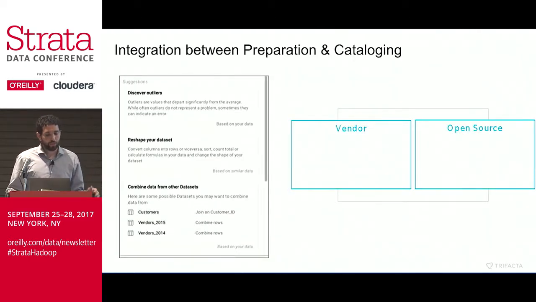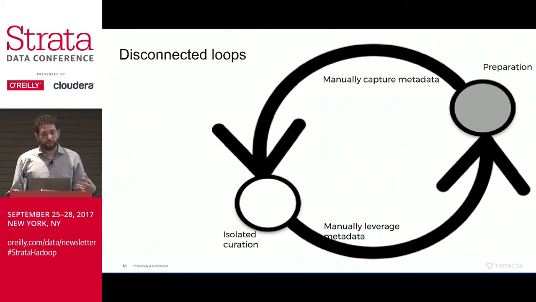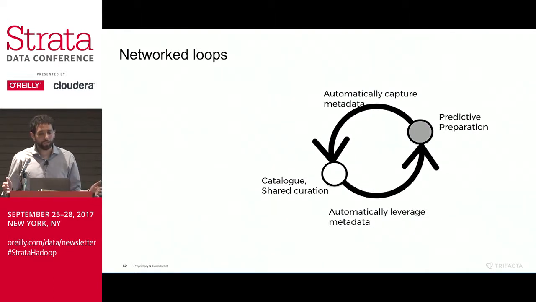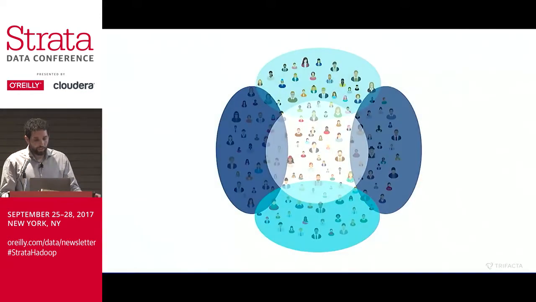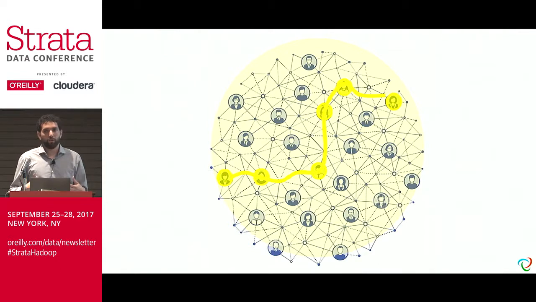So I think over the next few years, we'll start seeing this integration between preparation and cataloging, where we go from this loop that's disconnected to what I call the networked loop. The idea is that as you're preparing data, if data preparation products can export that metadata into cataloging systems, those systems can then help automatically organize that data. And if preparation tools are well integrated there, you can leverage that metadata, and you get more knowledge sharing across the organization. The idea is to move from these siloed, disconnected workers to something a bit more networked.